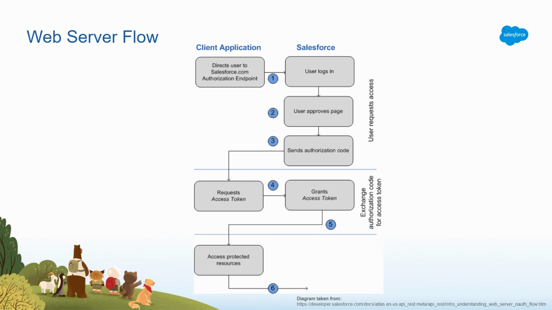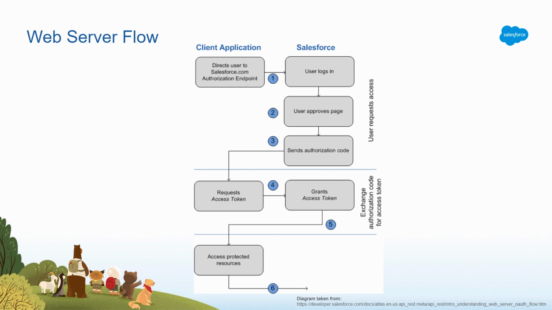Once the client application needs to access Salesforce on your behalf, it will redirect the user to the Salesforce authorization endpoint. At that point, if the user is not authenticated, the user will authenticate himself or herself, and then you get the same page which we saw, right? The page which shows you the options of either granting or denying access. If the user goes ahead and approves the page, Salesforce sends the authorization code back to the client application.